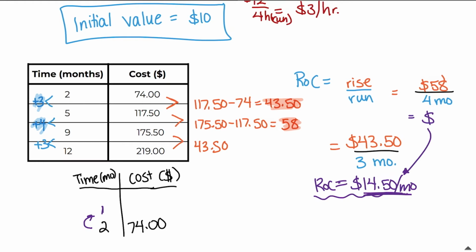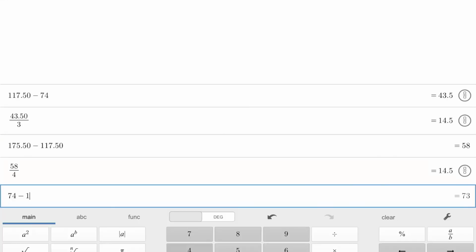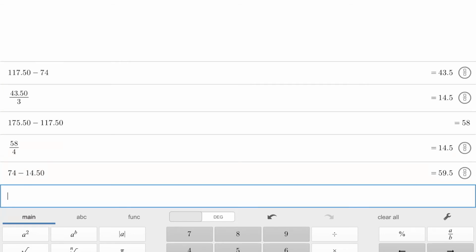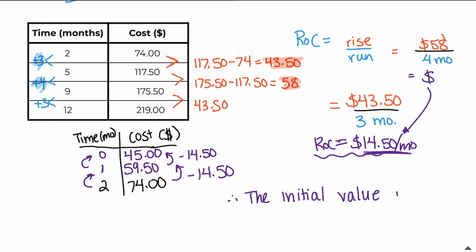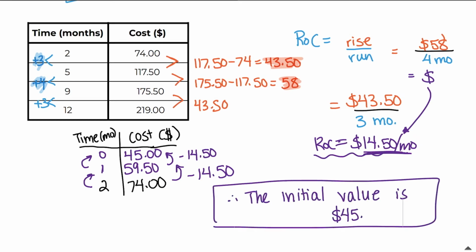So if it's 1 less month, I can subtract $14.50. And I end up getting $59.50. So we know that 1 month will cost $59.50, but I need to work backwards until I get to 0 months. So subtract another one. Here, I would subtract an extra $14.50. So when I do this subtraction, I would end up getting $45. So therefore, we can say that the initial value is for sure $45.